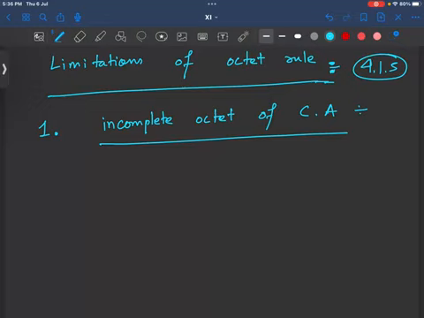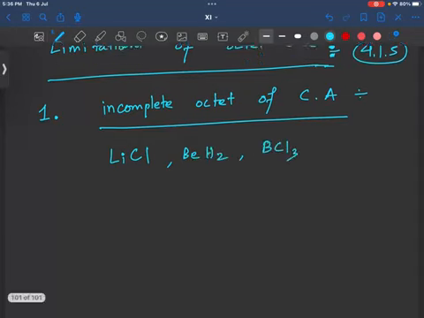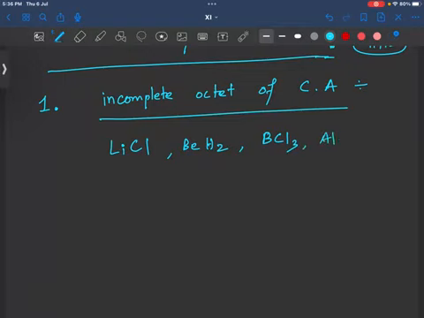According to Lewis and Kossel, why were atoms forming compounds? To complete their octet. But we know some molecules which have formed a chemical bond between themselves, but they don't have an octet. For example, write down LiCl, BeH2, BCl3. Can you draw the Lewis structures of these? AlCl3 you will understand, and BF3. Draw the Lewis dot structure of LiCl, BeH2, BCl3, and AlCl3.